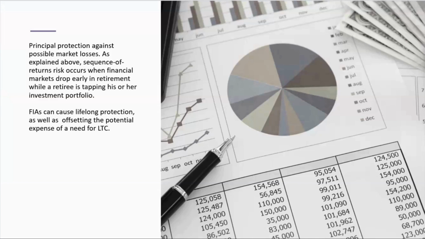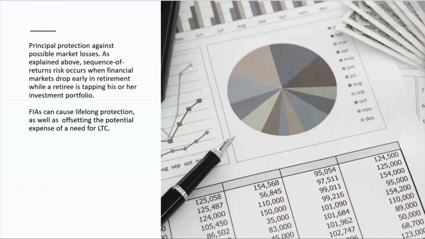So if you have principal protection against possible market losses, as I just explained above, and the sequence of returns risk occurs when financial markets drop early in retirement, while a retiree is tapping his or her investment portfolio. Think about that. If I'm about to retire and I've got all my money in the market, and then I retire and the market collapses, I have just destroyed my retirement dreams. I haven't destroyed it. I'd let the market do it to me.